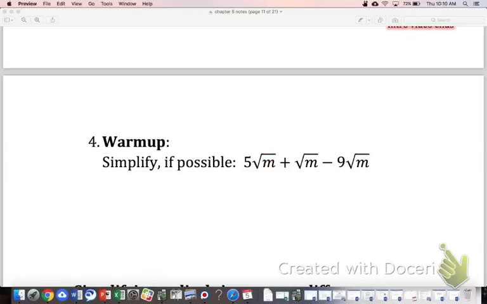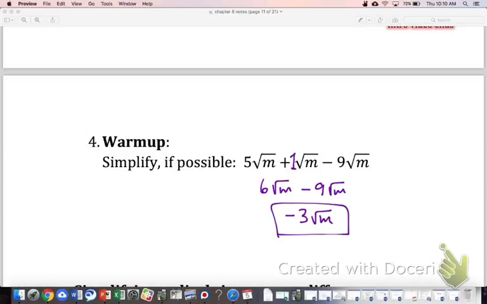The one potential struggle point as I walked around was understanding what the coefficient on the middle term is. If there is no coefficient written, it's understood to be a 1. And so I would say that's a 1 root m there in the middle. So when I add these up, I'm going to leave the radicals the same, and I'm going to add and subtract my coefficients. So 5 root m plus 1 root m would be 6 root m. And then we still have that minus 9 root m. And then 6 minus 9, of course, is negative 3. So negative 3 root m would be your final simplification for that one. Okay? Do you have any questions, any follow-ups there?